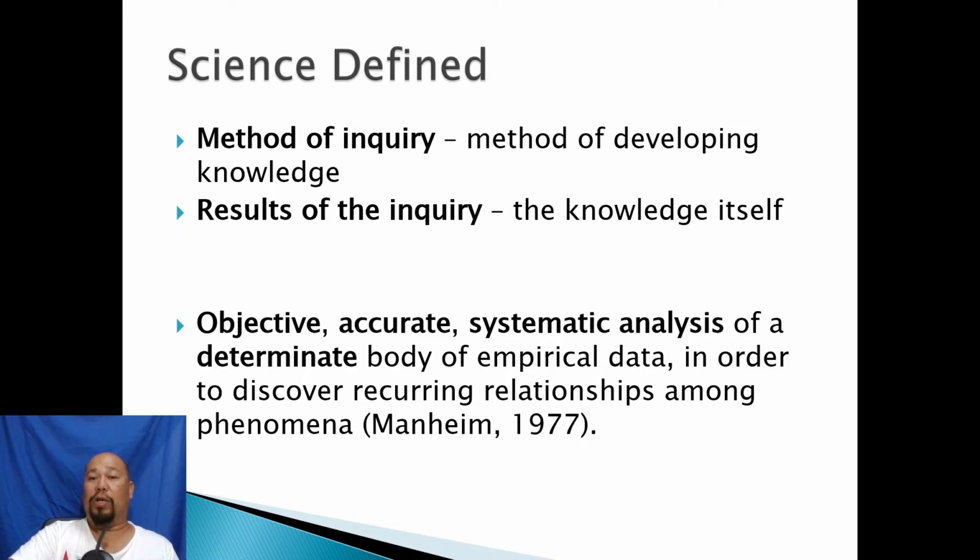Systematic analysis, it's a process. Then you analyze, then determinate body of empirical data, meaning we already know. And then to discover recurring relationships among phenomena, the events, what are the recurring relationships? For example, those highly predictable ones: we throw a stone up, by virtue of gravity it will fall back to the ground. So that's a recurring phenomenon, and we know by virtue of gravity it will come back, and then it's explained.